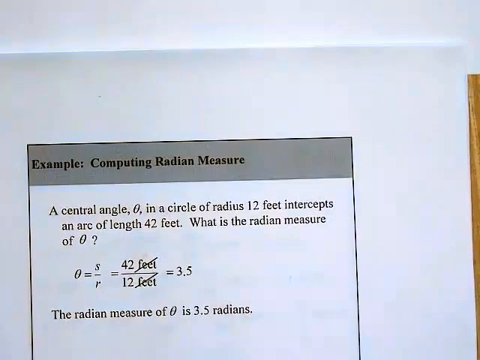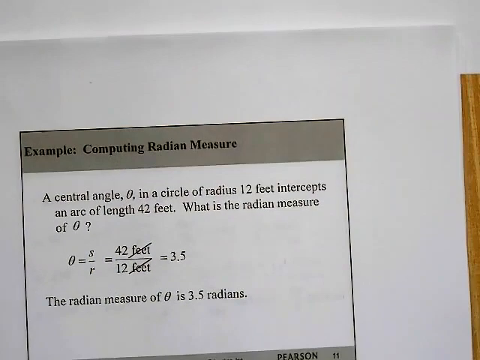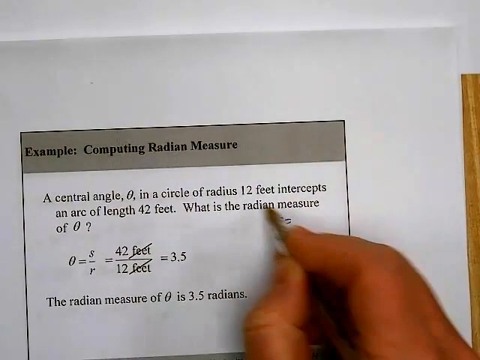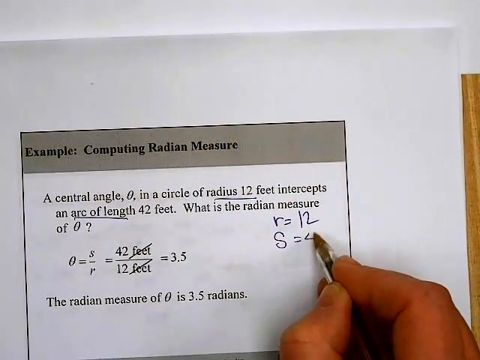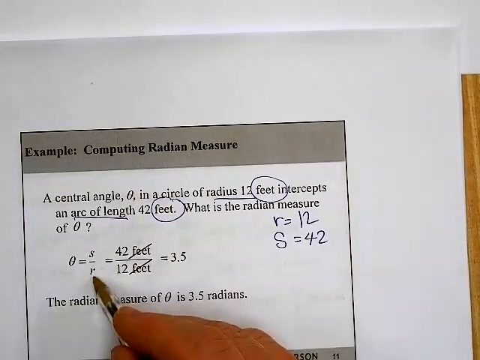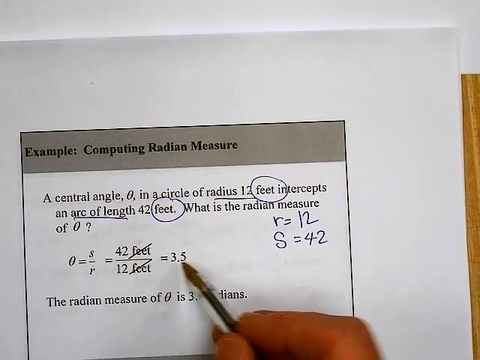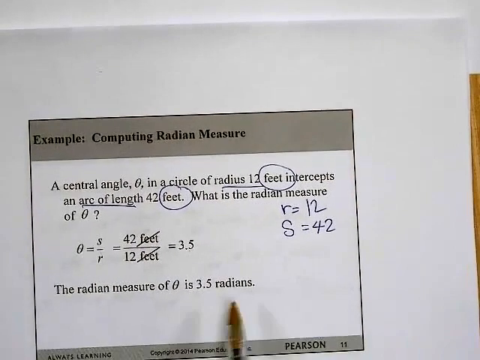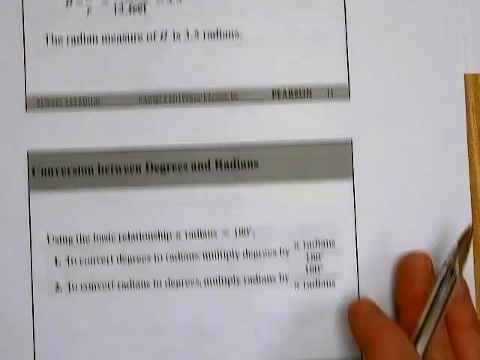Example of computing radian measure. A central angle theta in a circle of radius 12 feet intercepts an arc length of 42. So r is 12. Arc length is called s, is 42. They're both measured in feet. We want to make sure that happens. We're going to put them in the formula. Theta equals s over r. We divide and we get 3.5. So the radian measure is 3.5 radians. Okay, just stick it in your calculator.